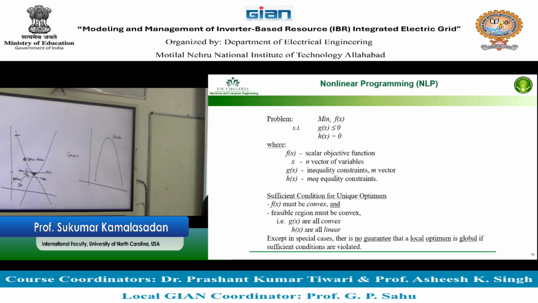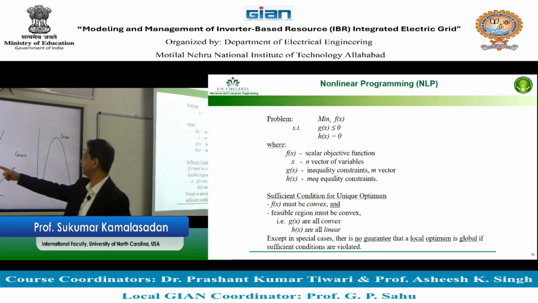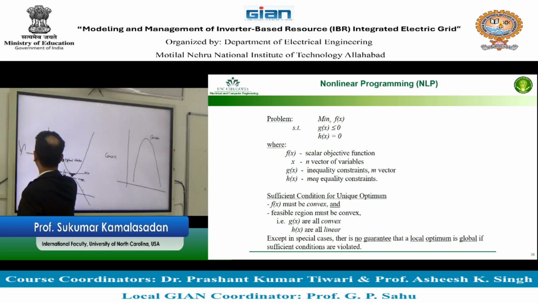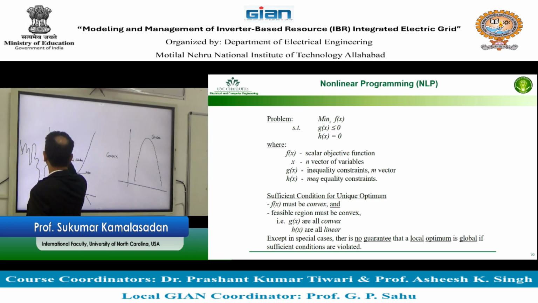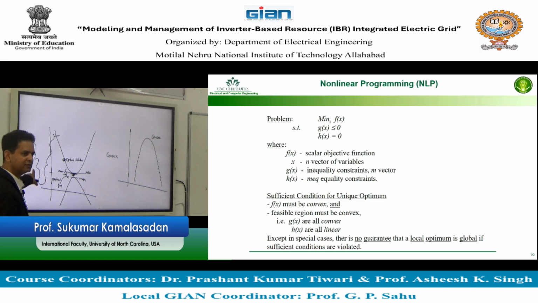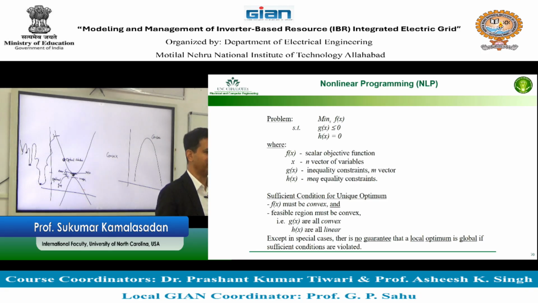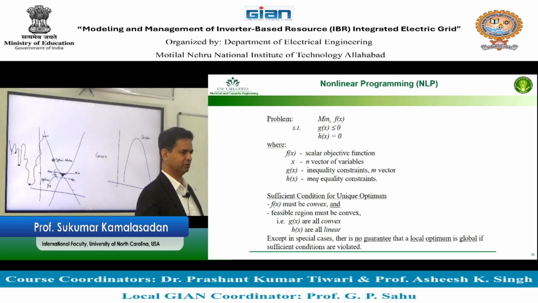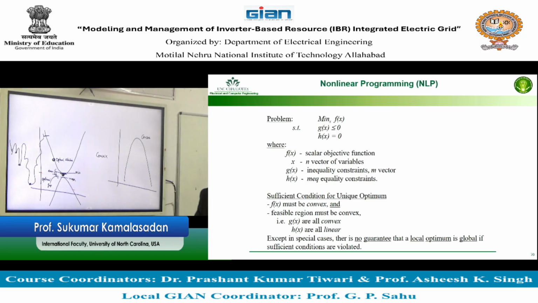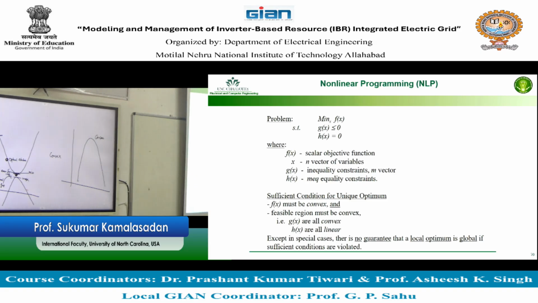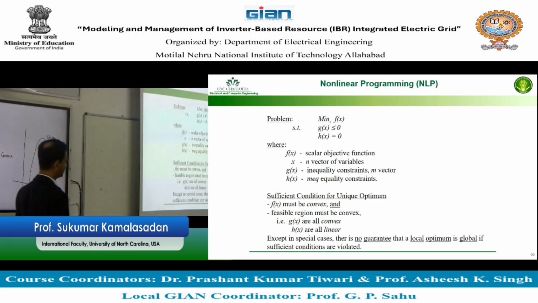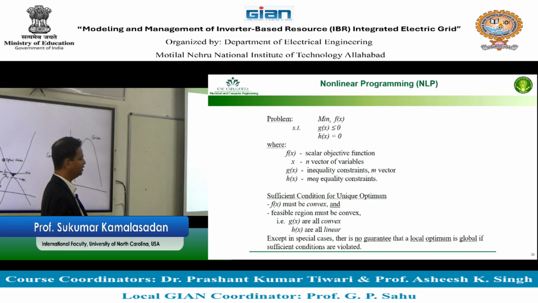Globally optimal. Okay? So for example, this is a nice curve. What happens if you have something like this? This is also convex. Weird convex. So you have an optimal point here, here, and here, right? So all the other points which are not globally optimal are called local optimal. Okay. So you see what you see here, local optimal. Except in special cases, there is no guarantee that local optimal is global unless sufficient conditions are met.